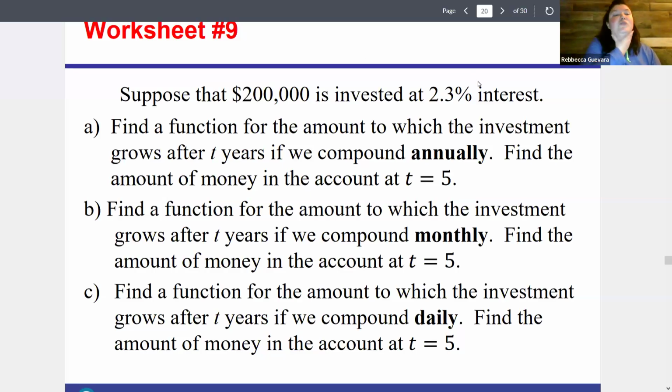All right, so for your worksheet problem, suppose that we have $200,000 invested at 2.3% interest. We want you to find a function for the amount to which the investment grows after T years if we compound annually, and then find how much money is in the account after 5 years. So give me the formula, then tell me how much is left after 5 years. And then you're going to repeat this for compounding monthly and then compounding daily.